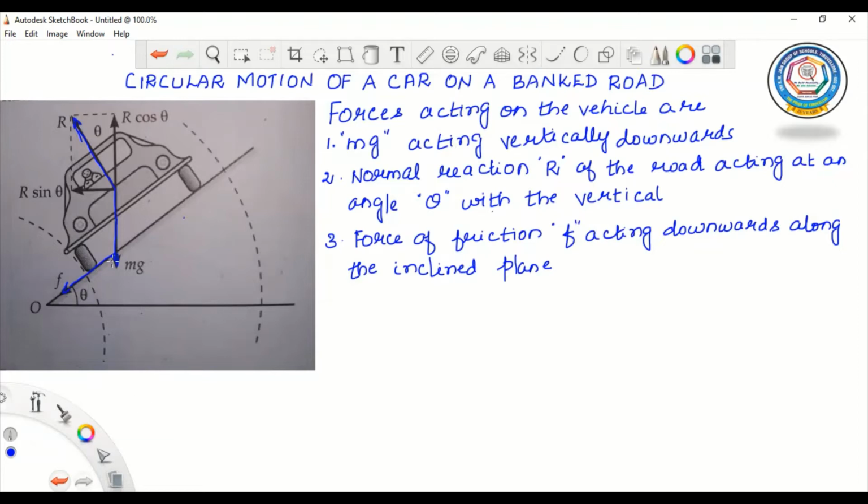Let us resolve these forces into components. The force acting along this direction will be resolved into two components once again. So, with angle theta, this will be F cos theta, and this is F sin theta.